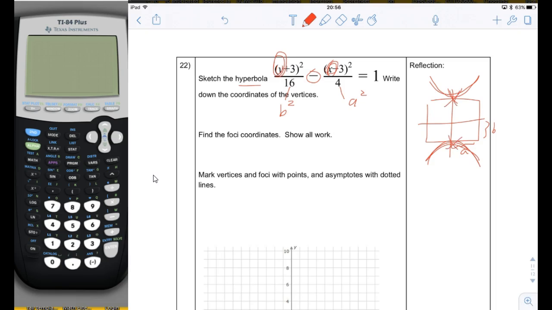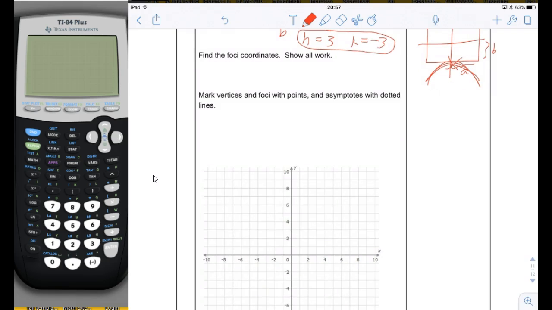Okay, so another thing we can see is the h and the k values. The h and the k values are here and here. The h value is next to the x, so it says x minus 3, so the h value is positive 3. And the k value, minus k is positive 3, so k is equal to negative 3. Okay, so here is our center. So let's draw that. 3, negative 3, there's our center.